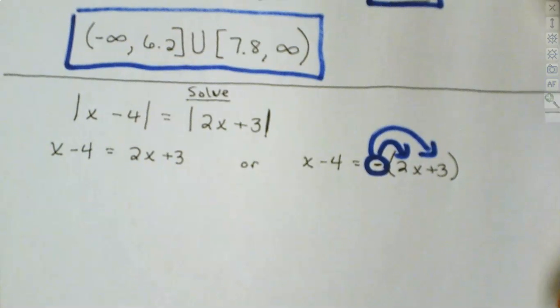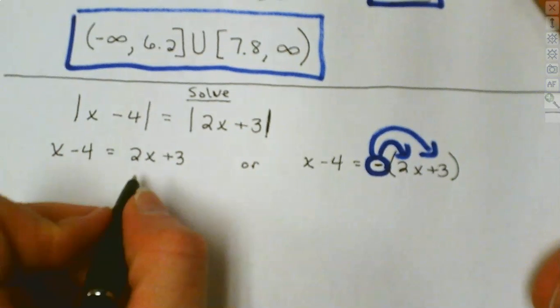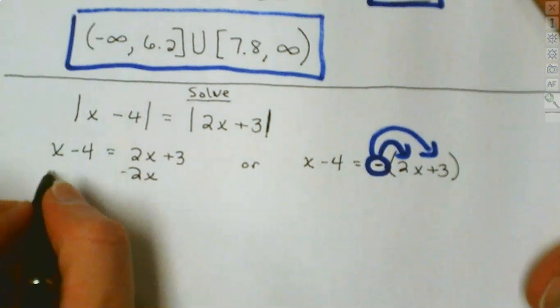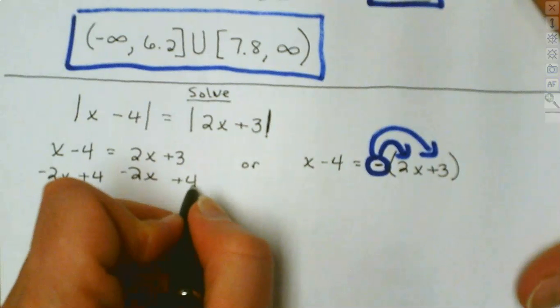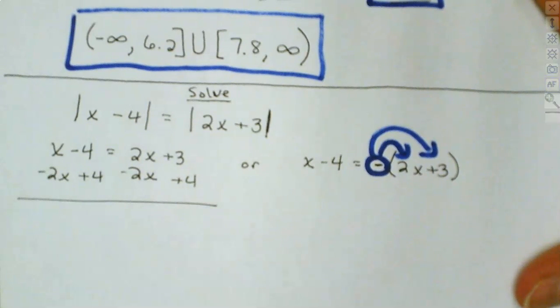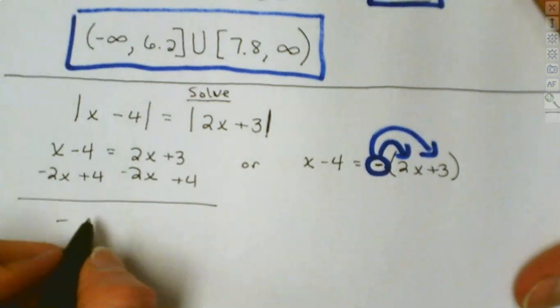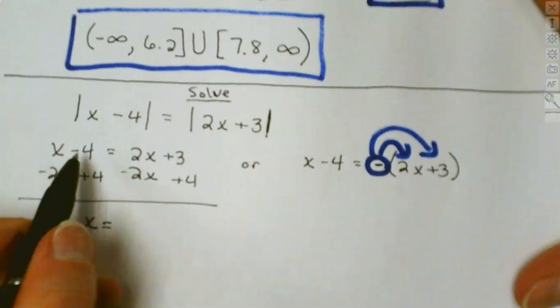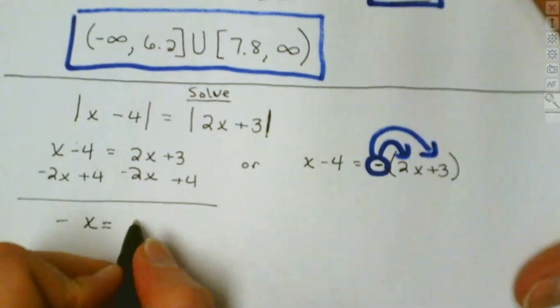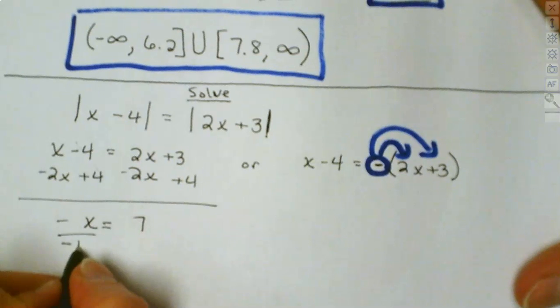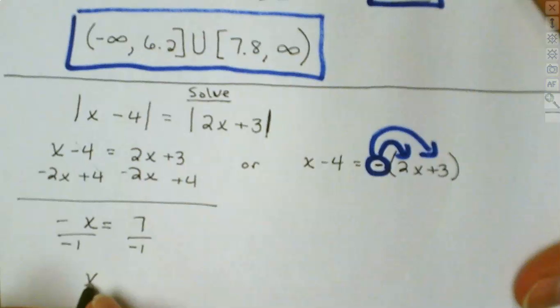We're not going to have to graph these again because this is an equal sign. So move that 2x over and add that 4 over. So when I do that, that leaves you then with a negative x. The 4's cancel. 2x's cancel. And 3 and 4 makes it a 7. Divide by your negative 1. So one solution is negative 7.